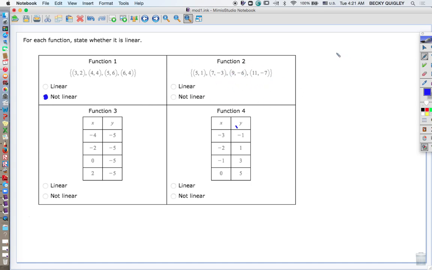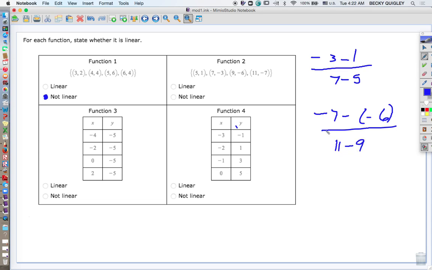Let's just check the slope between these 2 points and between these 2 points. So negative 3 minus 1 over 7 minus 5, and negative 7 minus a negative 6 over 11 minus 9. And we can also check the slope between these 2 points. Actually, let's check this first. So negative 4 over 2, which is negative 2. Negative 7 plus 6 is negative 1 over 2. So we can see those are not the same. So again, not linear.